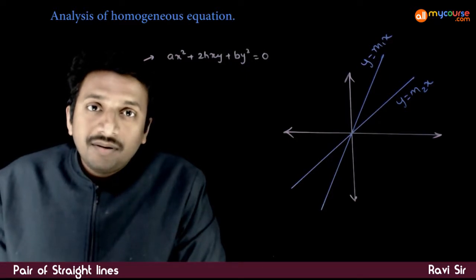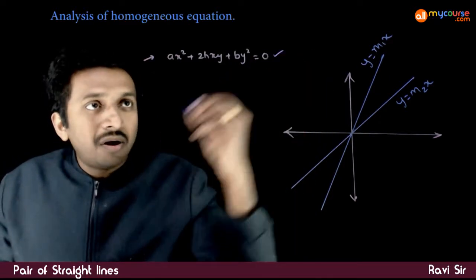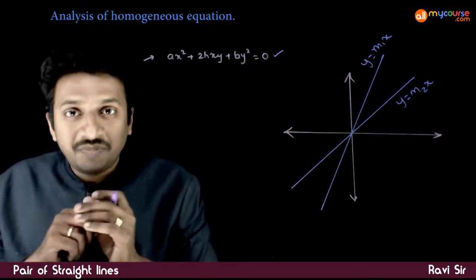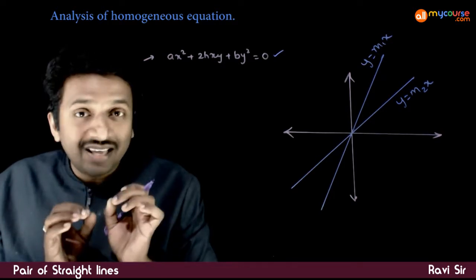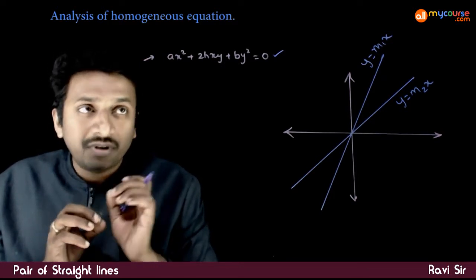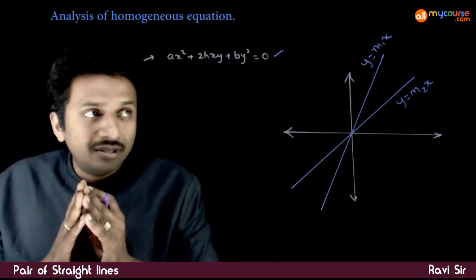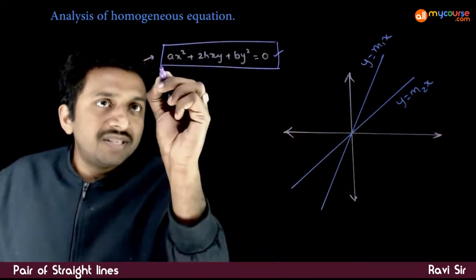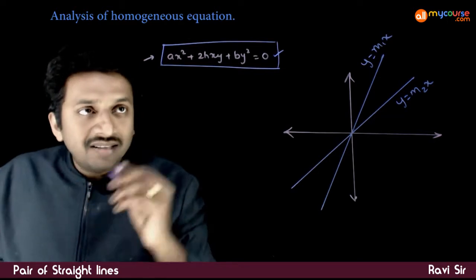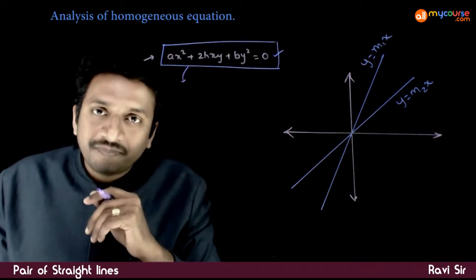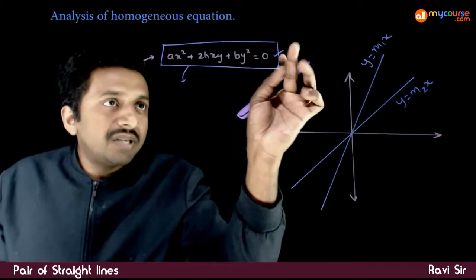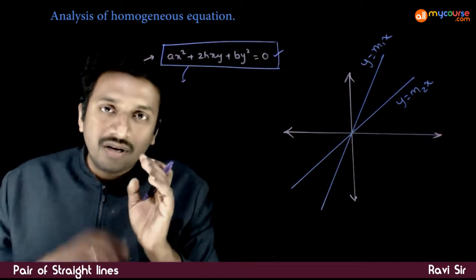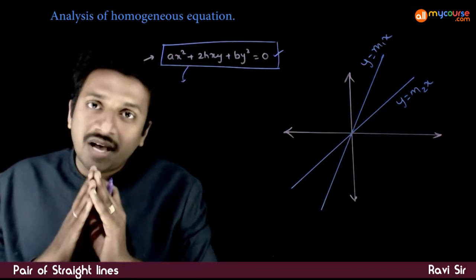So welcome students. In this video, let us look at the analysis of the homogeneous equation ax square plus 2hxy plus by square is equal to 0. This is the most important topic of your pair of lines. So first, we know that this represents a pair of lines which pass through origin, right? Because the linear terms and constant terms are not there. So this represents the equation of a pair of lines, both of which are passing through origin.